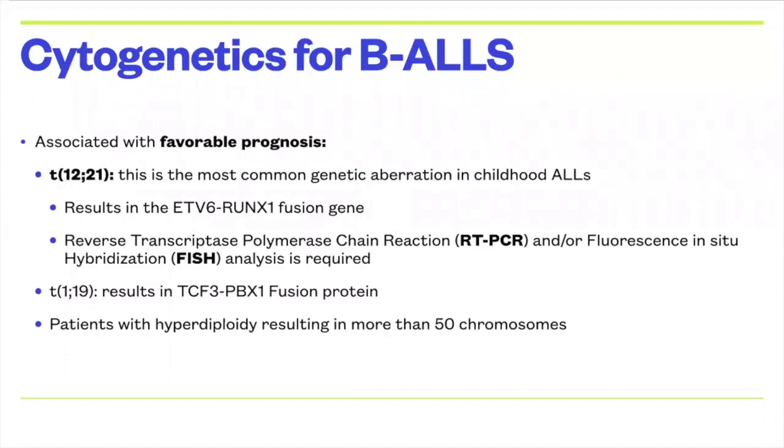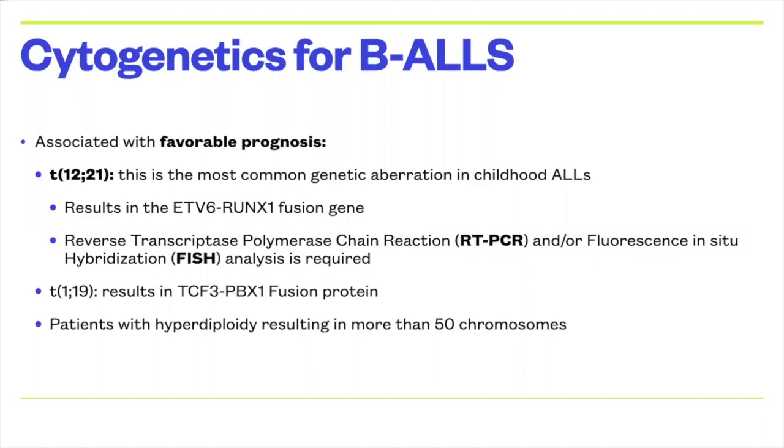So let's look at some of the more common cytogenetics for B-cell ALLs. These are usually associated with a favorable prognosis. Translocation of chromosome 12 to 21 is the most common genetic aberration which will lead to a B-cell ALL, and this will result in a specific fusion gene called ETV6-RUNX1. For those of you who are medical students and plan to take the Steps in the future, this is a high-yield question that you will probably see many times in your Q banks and your tests later on.